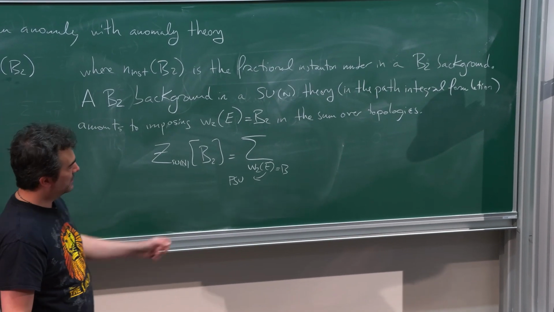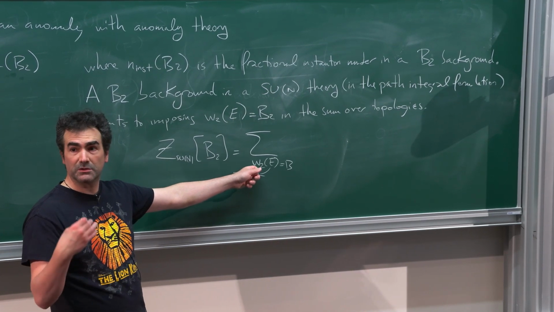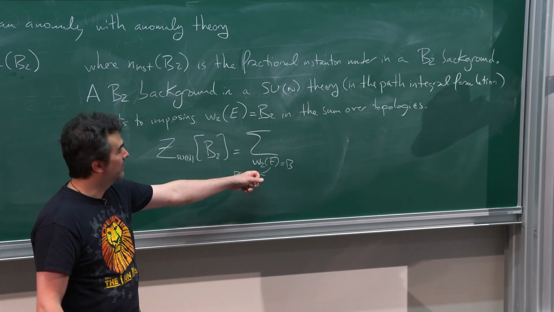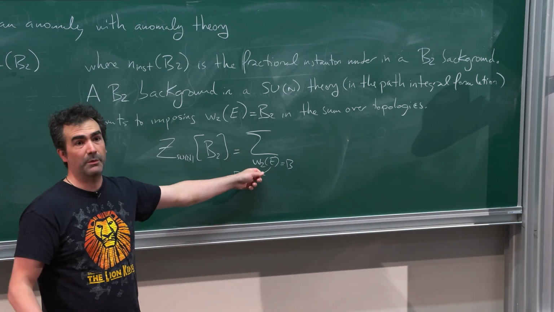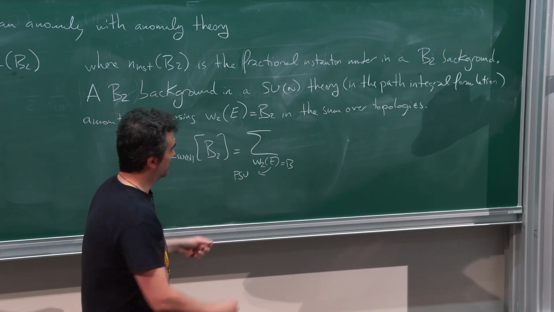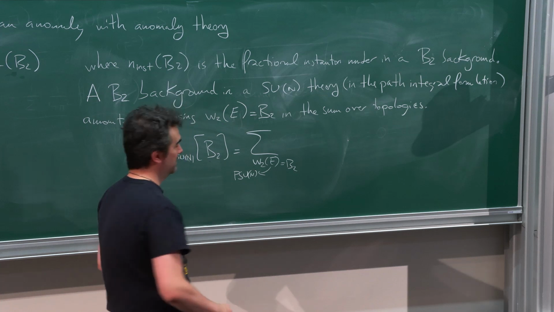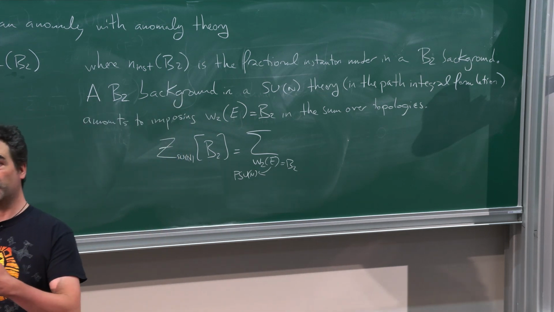The standard prescription, I mentioned before, this was the obstruction for lifting PSU(N) bundles to SU(N). If I don't put a background, that means that I can lift all my bundles to SU(N), so I'm summing over SU(N) bundles. But if I put a background, I'm summing over specific PSU(N) bundles. Then they don't admit a lift, but the way they don't admit a lift is restricted.